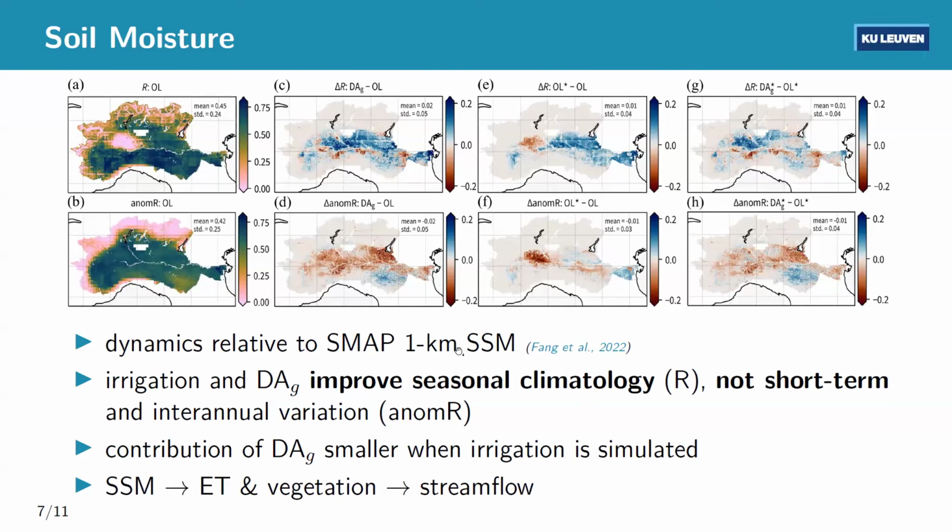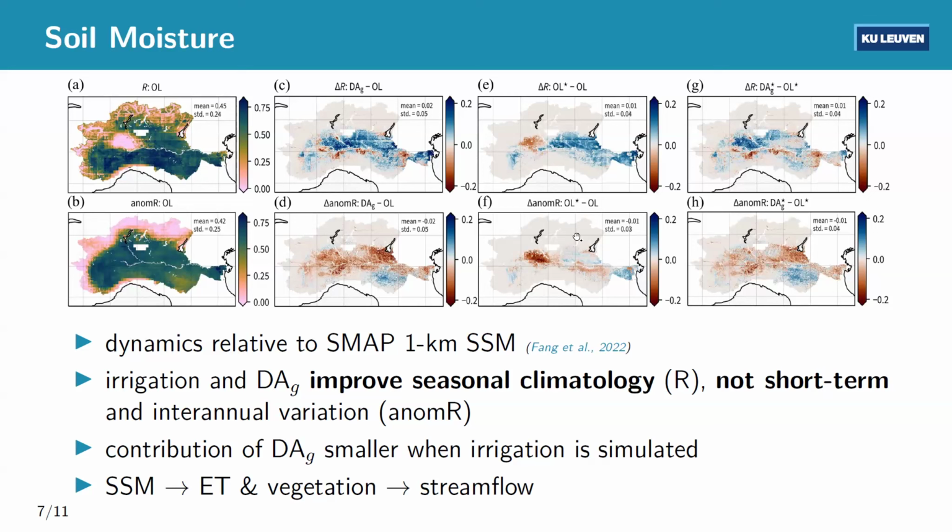Oh, okay, that's quick. Yeah, so bottom is the short-term evaluation. So left, you see it's an evaluation against SMAP 1 kilometer data. So you see on the left just the performance of the open loop. The second column shows you the effect of the data assimilation. So top row tells us that the backscatter data assimilation actually improves the soil moisture over the open loop, but it doesn't improve the short-term variability.